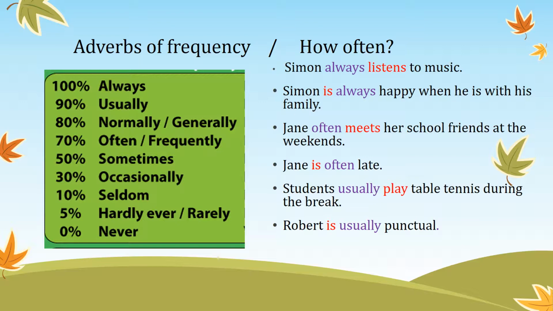For example, Simon always listens to music. But if the verb is to be, the adverb is placed after the verb be. For example, Simon is always happy when he is with his family. Look at the other examples. Jane often meets her school friends at the weekends. Jane is often late. Students usually play table tennis during the break. Robert is usually punctual.